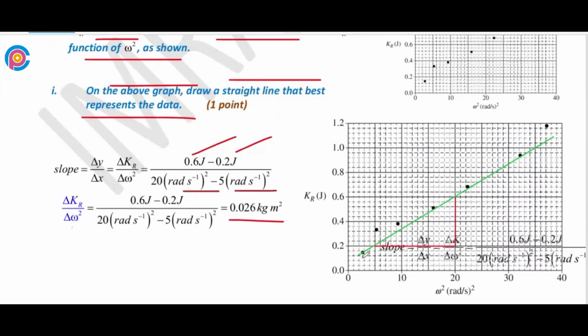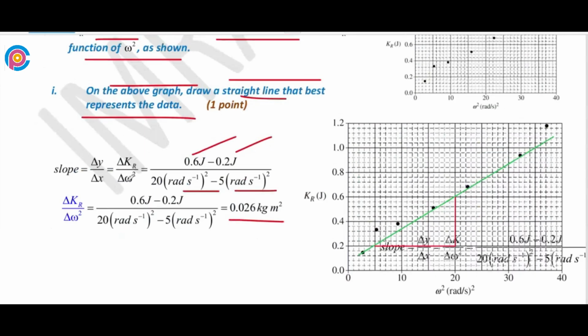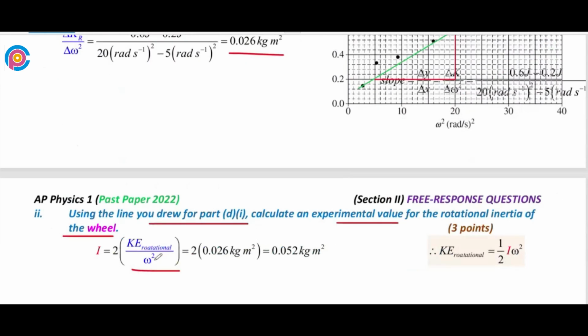With the given straight line, the green line, it is asked: use the line drawn in part 1 to calculate the experimental value of the rotational inertia of the wheel. The rotational kinetic energy is equal to 1/2 I omega squared. So we can calculate I, with omega squared moved to the other side: in brackets, rotational kinetic energy over omega squared. We have the value from these points, and we place the value of this. The answer for the rotational inertia is 0.052 kg meter squared.